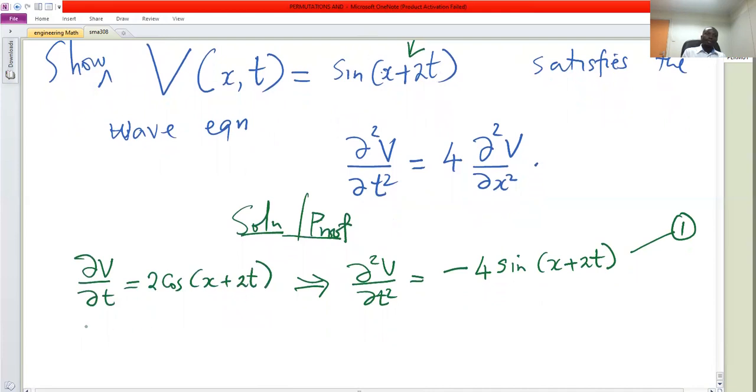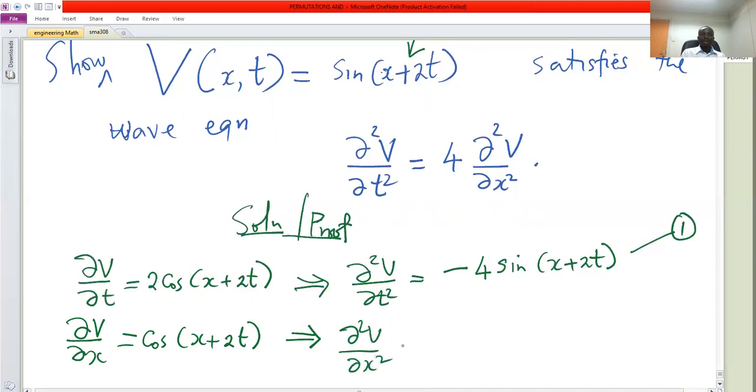And then let's now partially differentiate that function with respect to x. So when you differentiate a sine function, you get a cos function. Differentiating this part with respect to x, we get 1. So 1 and that function in terms of cos will be cos of x plus 2t. Now, partial squared v partial x squared will be: differentiate a cos function, you get a negative sine function. So we'll have a negative sign. Differentiating this part with respect to x, we get 1. 1 times the answer we got there, we have negative sine of x plus 2t. Call this one 2.